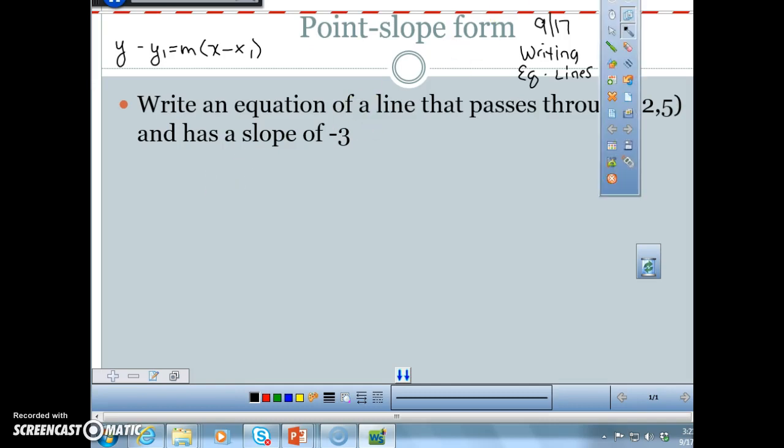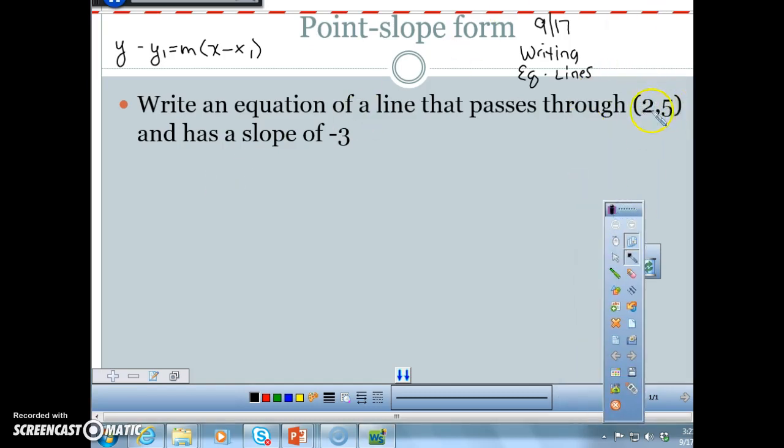Alright, so when you look at the point, which one of those is my x and which one's the y? Okay. So we're just going to substitute into this little form. So we're going to say y minus the y coordinate that's given equals the slope, x minus our x. And really, that's it. We have an equation of a line. It's in point slope form.